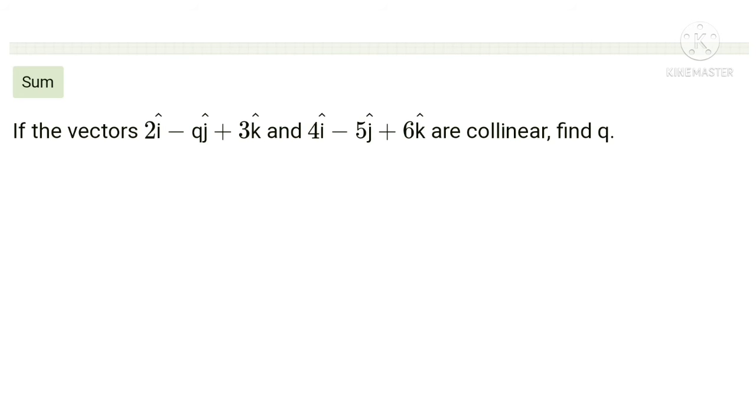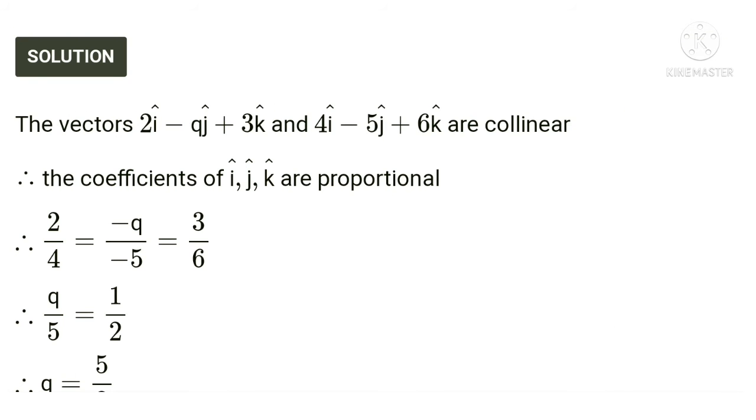Question number 13. If the vectors 2i cap minus q j cap plus 3k cap and 4i cap minus 5j cap plus 6k cap are collinear, then find q. Here we are given that two vectors are collinear. That is, we can express one as a scalar multiple of another vector. So let's start. We are given the vectors 2i cap minus q j cap plus 3k cap and 4i cap minus 5j cap plus 6k cap are collinear.